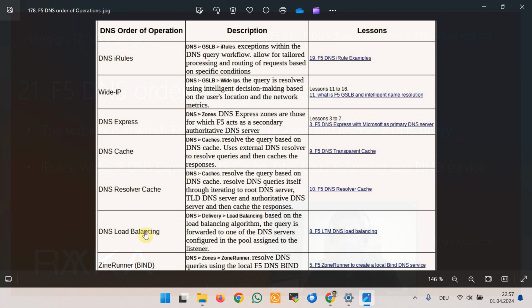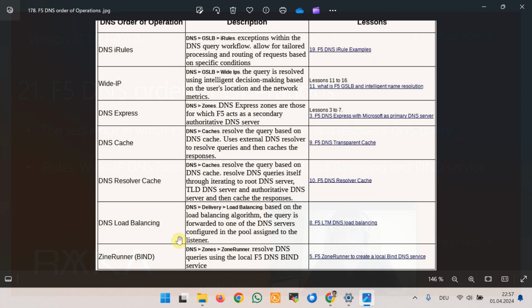If no DNS caches are configured, it checks whether a DNS server pool is assigned to the DNS listener. If present, based on load balancing algorithm, the query is forwarded to one of the DNS servers configured in the pool to resolve the DNS query. While this is not efficient and is not recommended, it is possible to resolve DNS queries using local F5 DNS BIND service as the last priority.